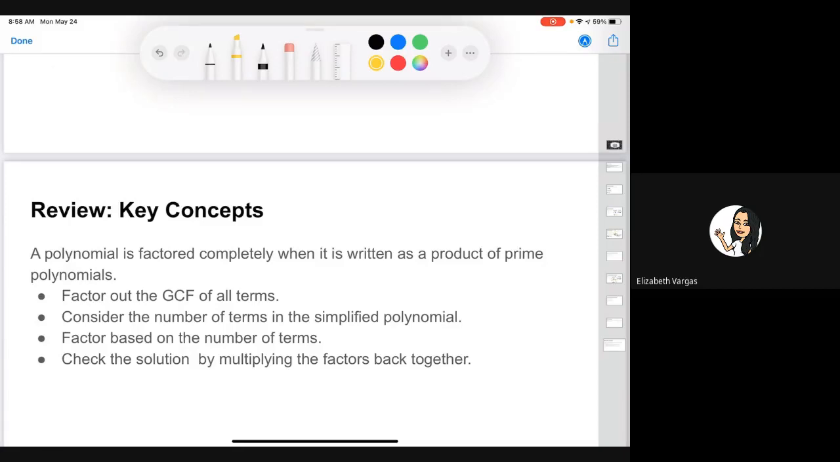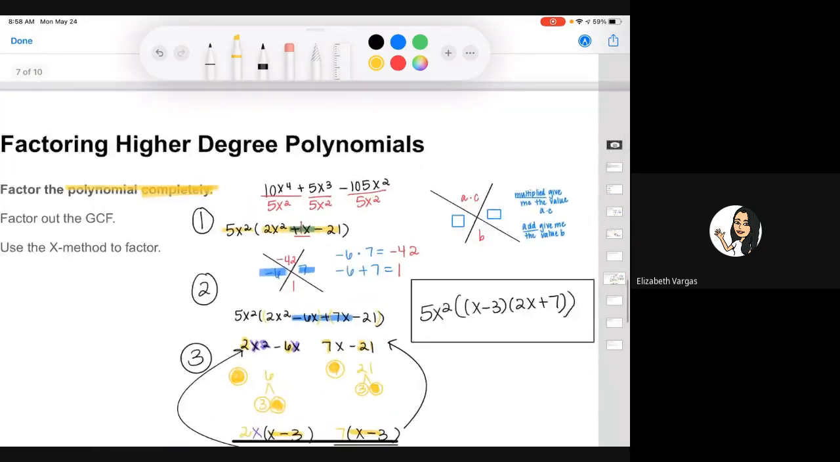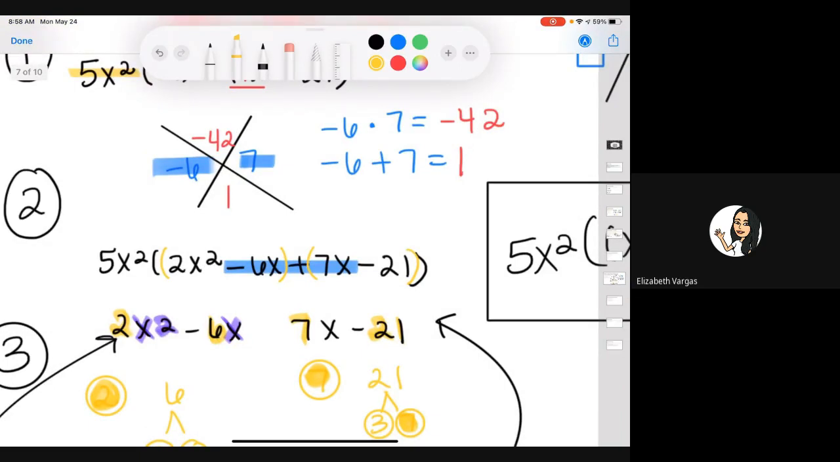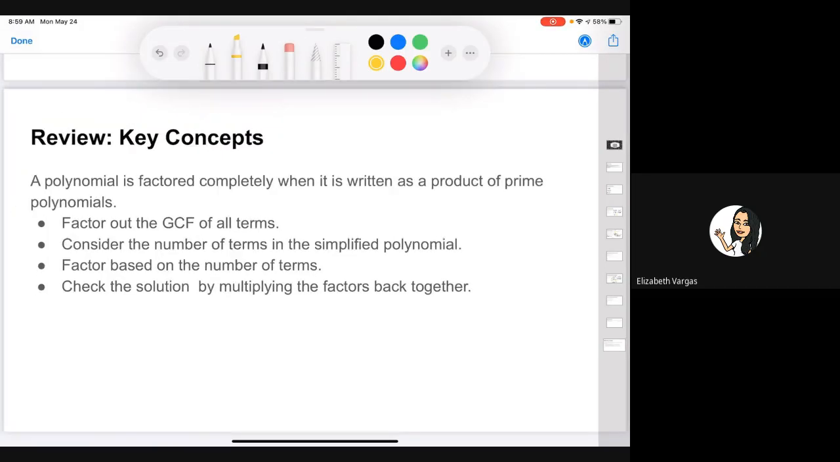Consider the number of terms in the simplified polynomial. If it has 3 terms, then you're likely going to have to use the x method. If it has 4 terms, then you likely want to see if it has any other greatest common factors. Factor based on the number of terms, and then at the end you can check your solution by multiplying that solution back to see if you get your original expression. I will go ahead and upload a simplified version of this.